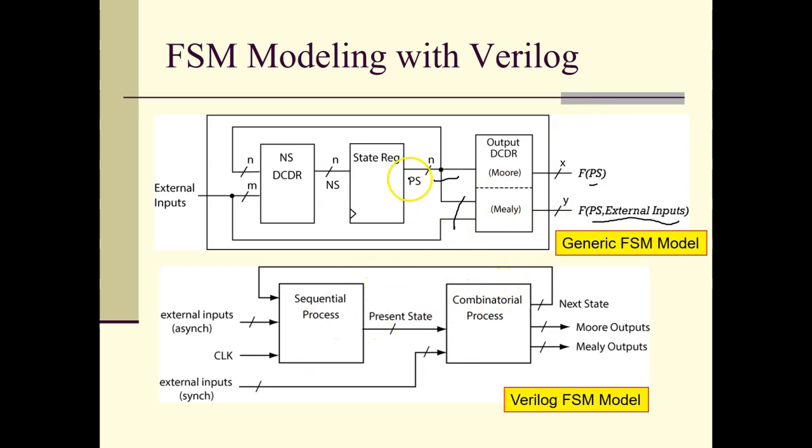So what we're essentially going to do is divide this into two processes. One is going to be all the combinatorial stuff, and the other one is going to be all the sequential stuff. So the sequential stuff is the state registers. The combinatorial stuff is these two decoders, which I effectively combined, the next state decoder and the output decoder. And so the external inputs that are kind of synchronous in nature are going to be fed into the combinatorial process, and we'll have some asynchronous inputs, which we oftentimes don't use, but those are going to be fed into the sequential process.